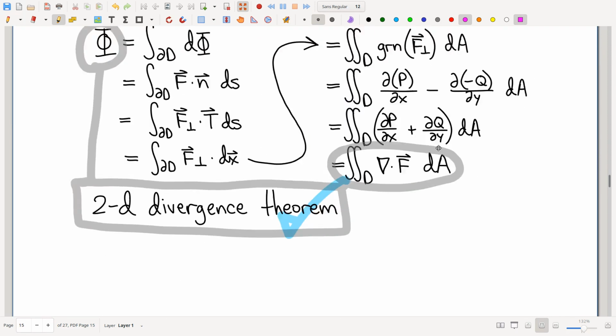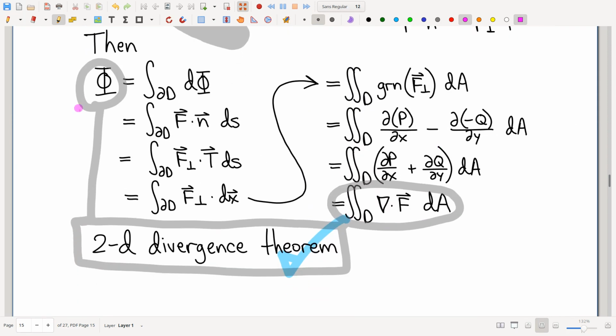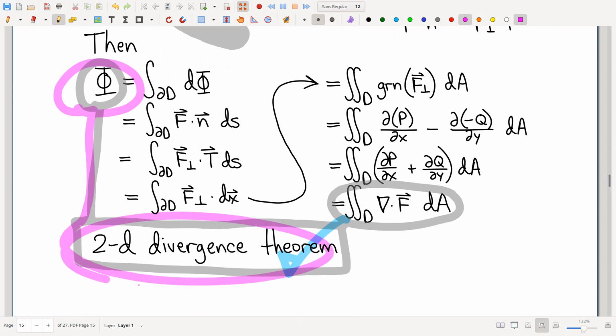Now, here's a different point of view on this theorem. We have this brand new theorem, very cool theorem, that boundary flux is computed with a double integral of divergence. By the way, we call this the 2D version because there is a 3D version that we're going to see soon-ish, I guess late next week, if I had to guess.